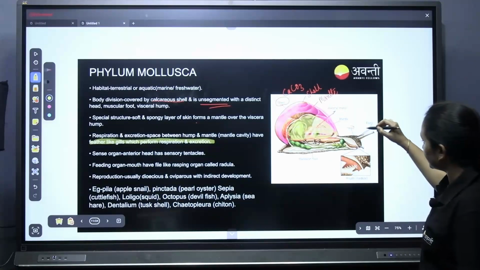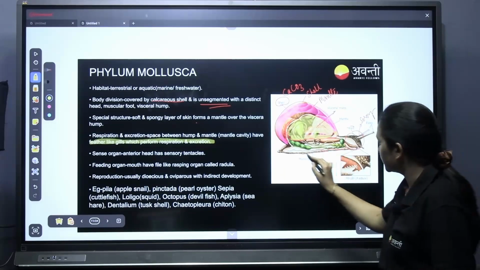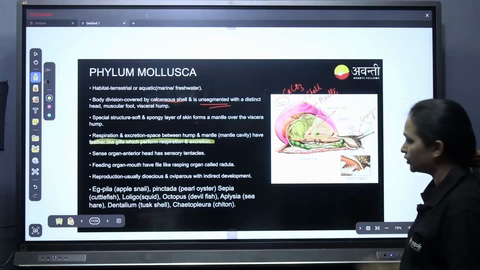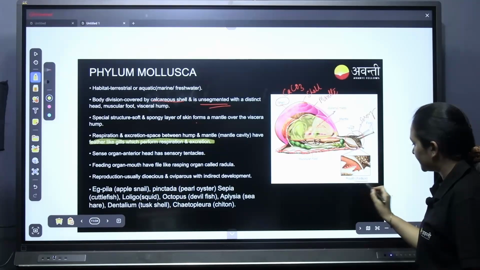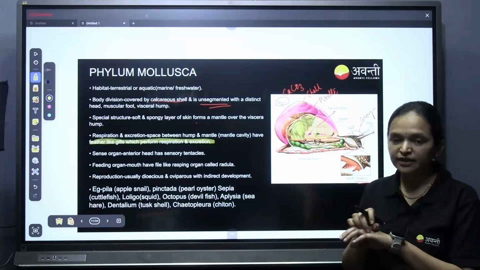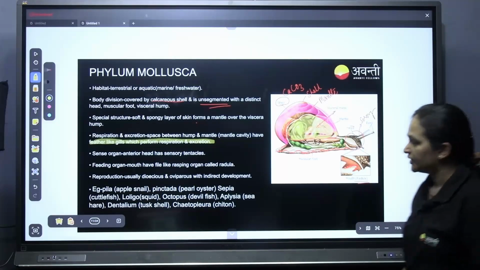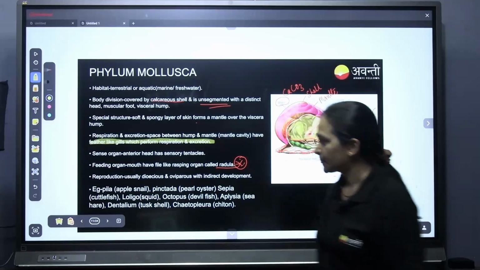Here they have antennae for sensory function in the head region, and a muscular foot for locomotion. This becomes a very important point. And here, this is called the radula. In the mouth region, the radula is for scraping out the food. Food is scraped and eaten using the radula present in the mouth region. So this will also be one of the important points.